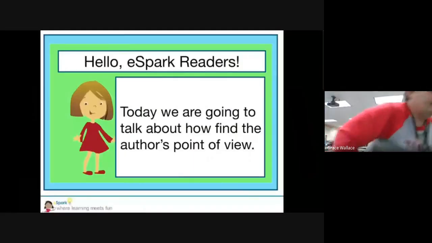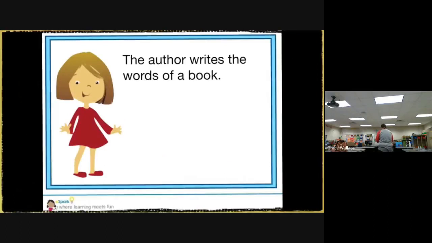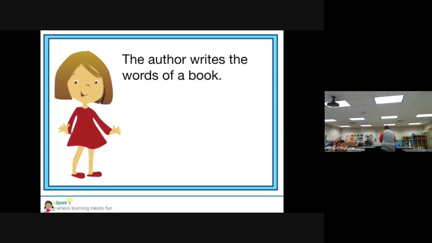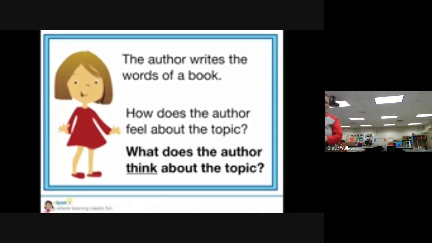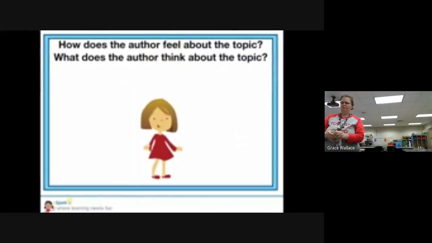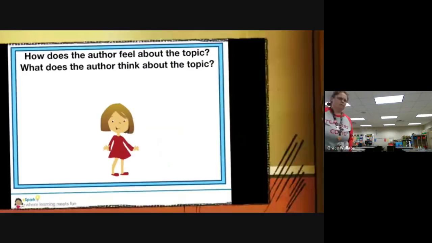Welcome back, eSmart readers. Today we are going to talk about how to find the author's point of view. We already know that the author writes the words in a book. But what if someone asked you, how do you think the author feels about the topic? Or what does the author think about the topic? One strategy you can use to find the author's point of view is to look for feeling words or describing words.